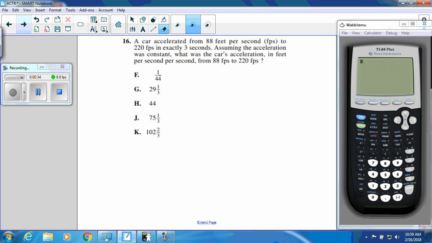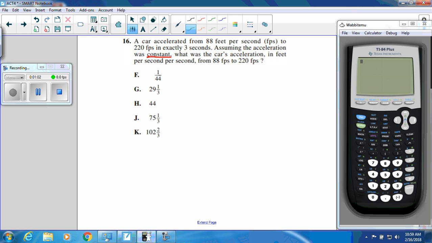A car accelerated from 88 feet per second to 220 feet per second in exactly 3 seconds. Assuming the acceleration was constant, what was the car's acceleration in feet per second? All right, so one of the key words in here is constant. It lets us know that we just have to figure out the difference in the two and then divide by the time it took.